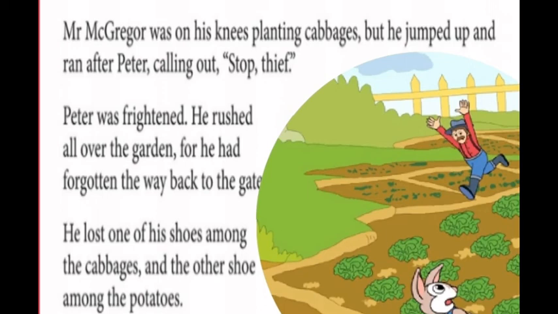Peter was frightened. What did Peter do? He rushed all over the garden because he didn't know how to get back to the gate. He had forgotten the way to the gate. He was frightened. He was running all over the garden. While he was running, he lost one of his shoes among the cabbages and he lost the other shoe also. Where did he lose his shoes? Yes, he lost his shoes among the potatoes.